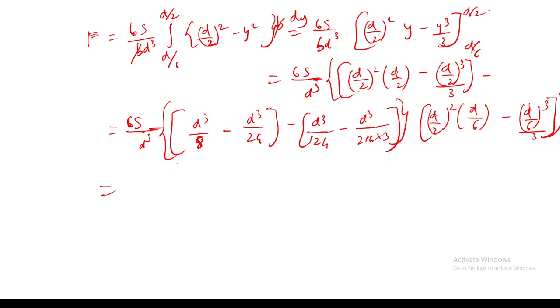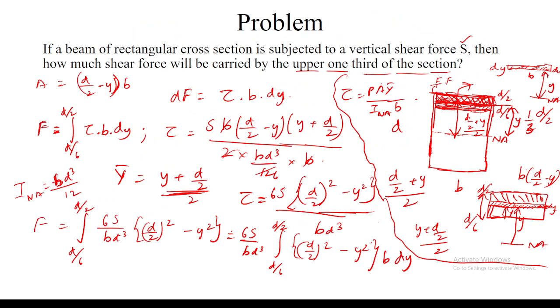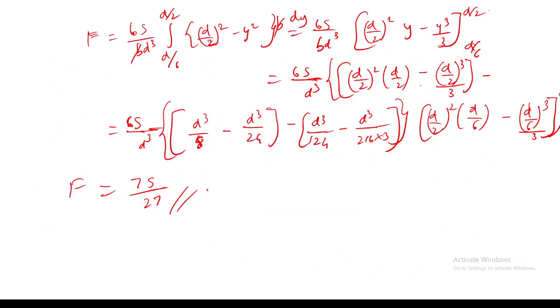So if you substitute this, what value are you getting? 7s divided by 27. Yeah. So this is the shear force which is carried by the upper one third of the section. Is it clear? And with respect to how we are calculating this area, how we are calculating this centroid, everything is clear, right? Or else I will say once again, okay? If anyone wants. Or shall we proceed to the next problem? Next problem, sir. Okay.